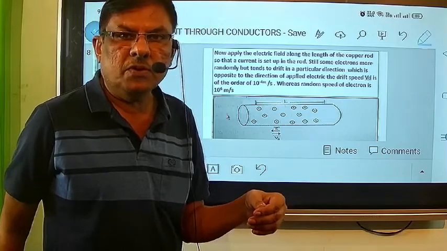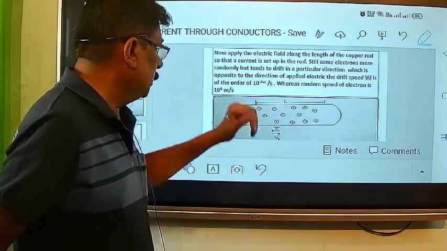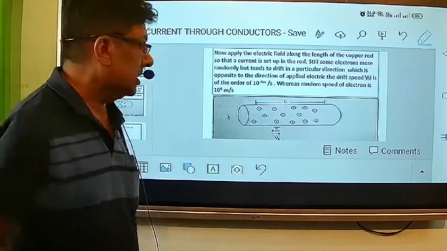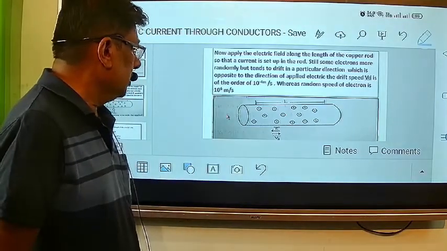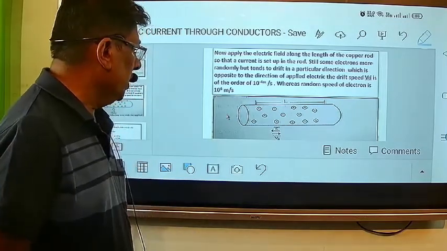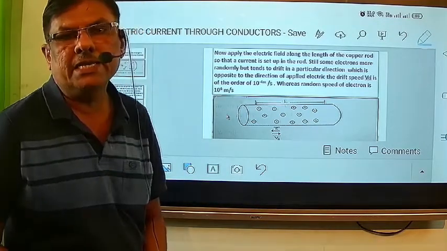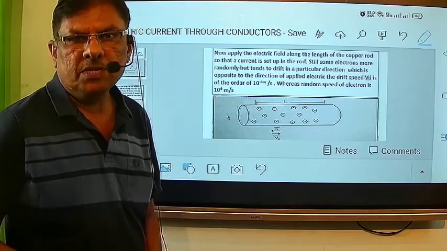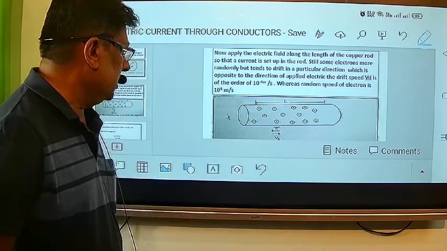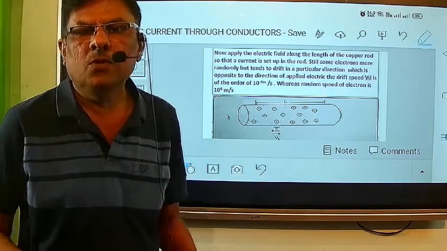But in case of application of an external field by use of a cell, you will come to know that the current is set up in the rod, the copper rod, that is the conductor, and the electrons start moving. When the electron starts moving, it tends to drift in a particular direction. Drifting means it will move in a particular direction, and that direction is opposite to the direction of the applied electric field.